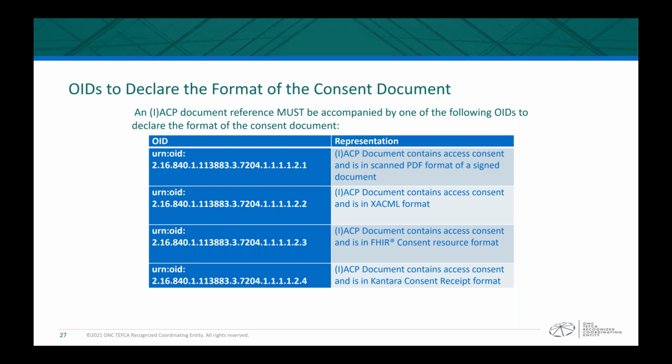As far as the OIDs here, only the OID up to 7204 is registered in the OID registry. The others are not registered. They're extended off of the registered OID, which is pretty common and what you'll see with a lot of the home community IDs and assigning authority IDs and things that are used in transactions.